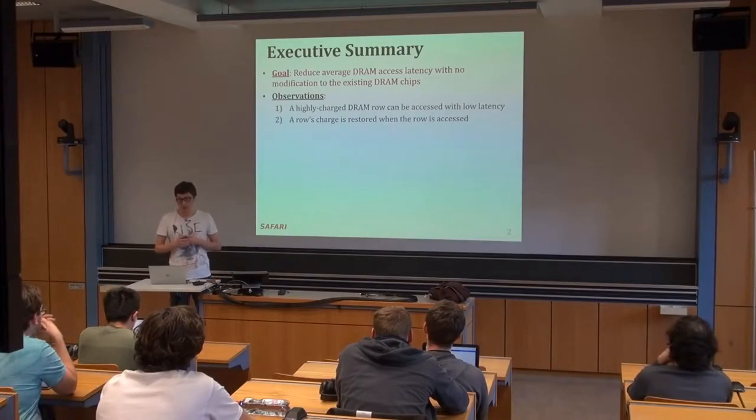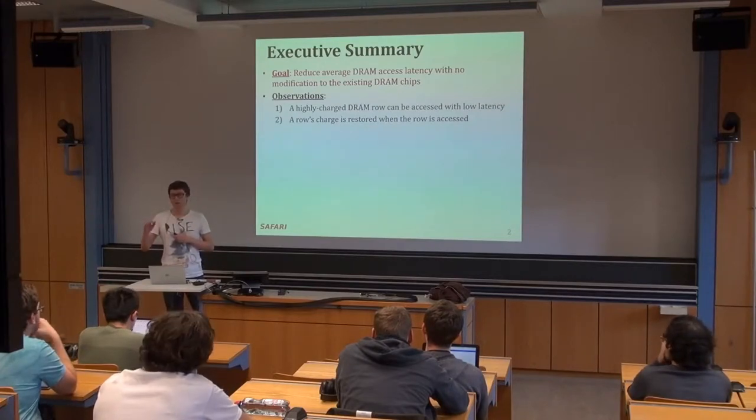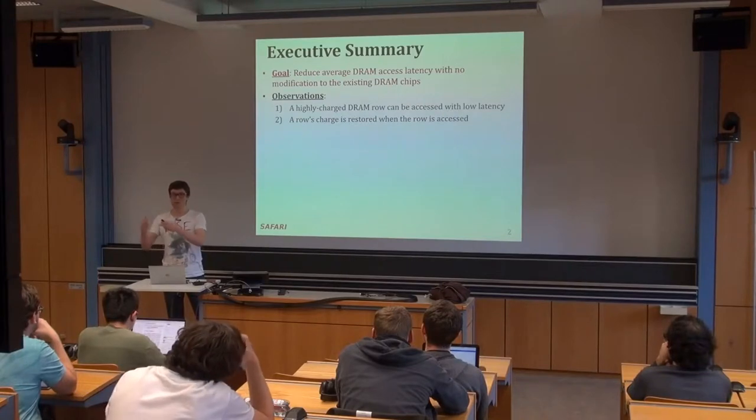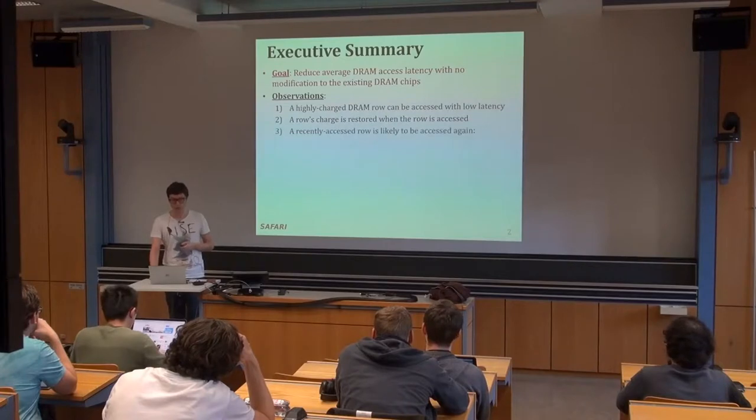The second observation is that when we access a DRAM row, we restore its charge. The reason is basically that an activate operation, which opens a row, is a destructive operation. And to put data back on the row, we need to restore. This operation is essentially restoring the cells in the DRAM row to full level, even though initially, when we activate it, the DRAM cell has leaked a small amount of charge. When they are precharged, they will be fully charged, basically.